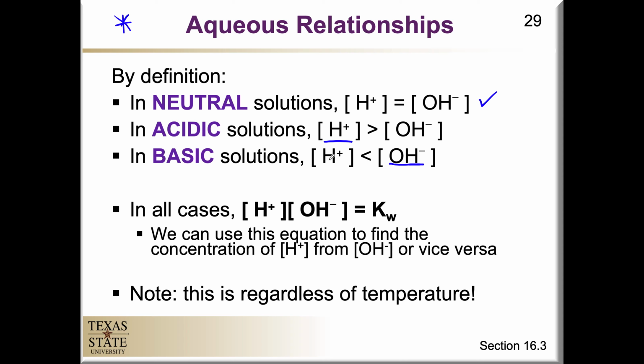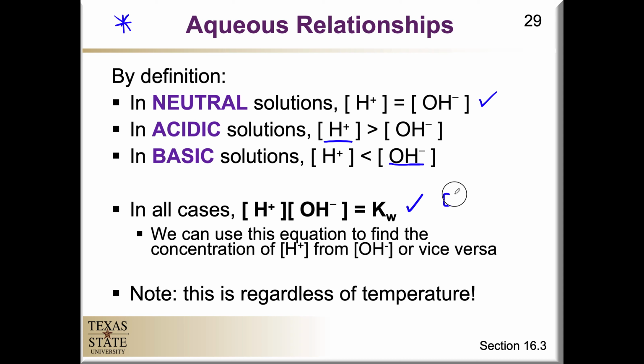In all cases, however, regardless of what the value of those concentrations are, the multiplication of those two will always be equal to Kw. What that means is that if you remember this equation, which you should, you would be able to find the hydrogen ion concentration, for example, if you have the hydroxide ion concentration. Or the opposite, if you have the hydrogen ion concentration, you would be able to find the hydroxide ion concentration. Of course, you're going to have to adapt the equation to be able to solve for what you need.